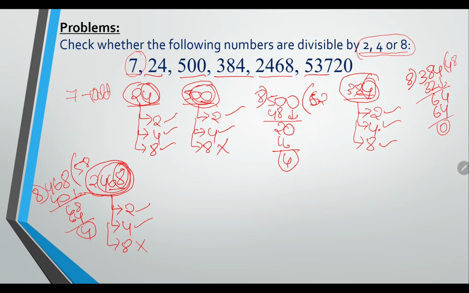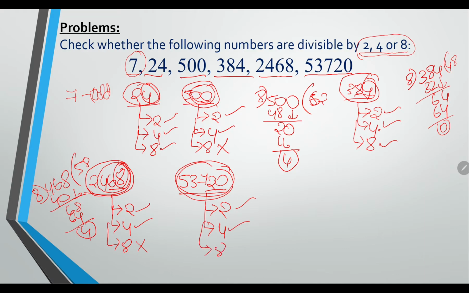Next, we consider 53,720. Since it has unit digit 0 which is divisible by 2, the whole number is divisible by 2. Next, we consider the 4. As per the divisibility rule, we have to consider the last two digits which is 20. 20 is divisible by 4 and therefore the whole number is divisible by 4.